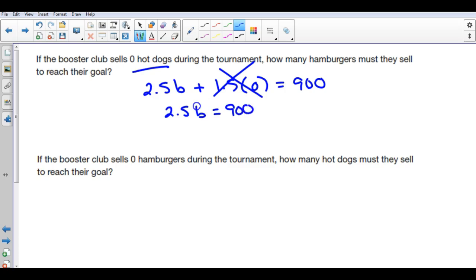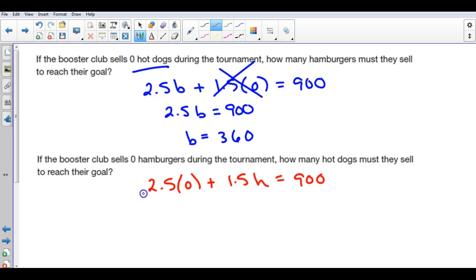So what you need to do is divide 900 by 2.5, and that means that they are going to need to sell 360 hamburgers to reach their goal, which is going to be different than the next one because that's going to say we're selling 0 hamburgers. So substitute 0 in for b, and I'm going to keep this as 1.5 times h. Now, how many hot dogs would it be? So they're bringing in $0 from the hamburgers. So I'm going to divide both sides by 1.5 because I want to sell $900 worth of just hot dogs. That's a lot of hot dogs. And that comes out to 600.